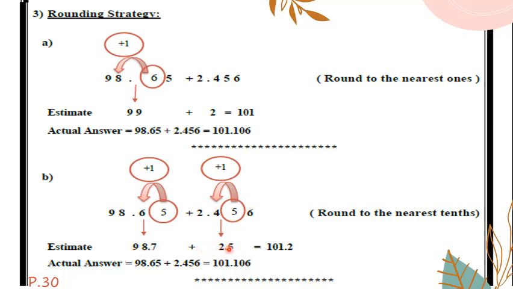98.7 plus 2.5. So it will be 101.2. This is the estimation. What is the actual answer? The actual answer, if I make it in a draft, 98.65 plus 2.456, it will be 101.106. What do you notice here? That the estimation is nearest to the actual answer.